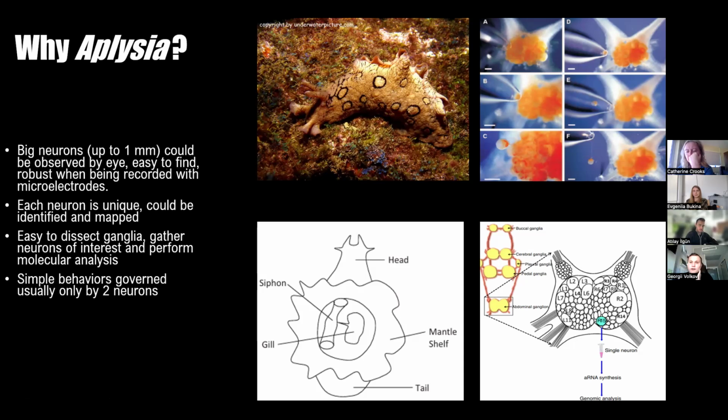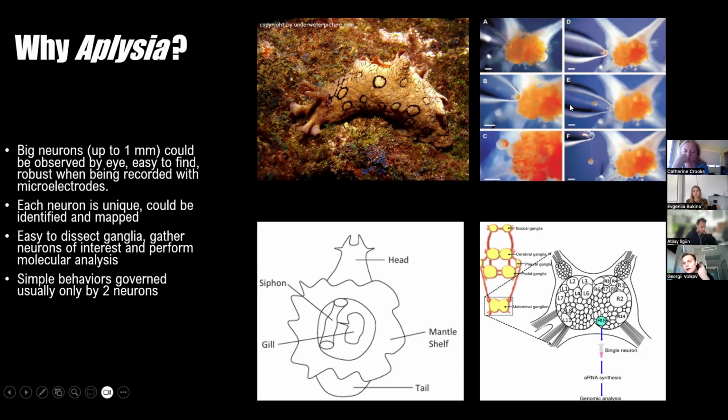As you can see here, the neurons are quite big and very nicely distinguishable. They're also colored. It's a common feature, I think, of all this branch of mollusks that the ganglia and the neurons themselves have a very bright orange color, so you can easily find them when you dissect the animal or when you record them with a patch clamp or microelectrodes. Actually, you can see it here.